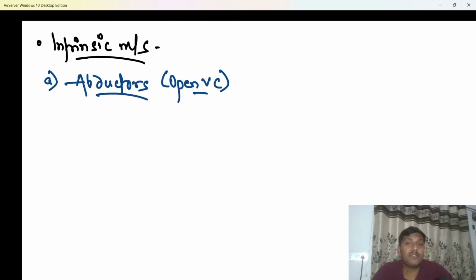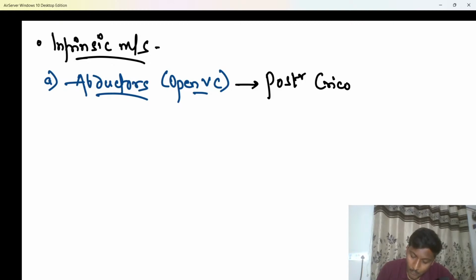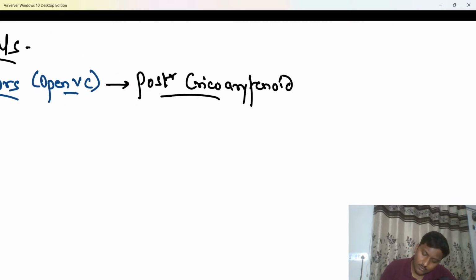And this was again a previous year question, only a one-liner. There is only a single abductor in the larynx. There is only one abductor of the vocal cord which will help open the vocal cord. That is called PCA. What do I mean by PCA? Posterior cricoarytenoid muscle. That muscle is known as the posterior cricoarytenoid muscle.